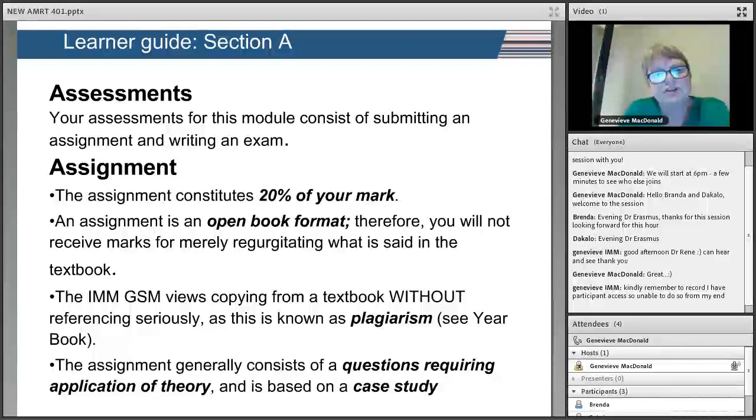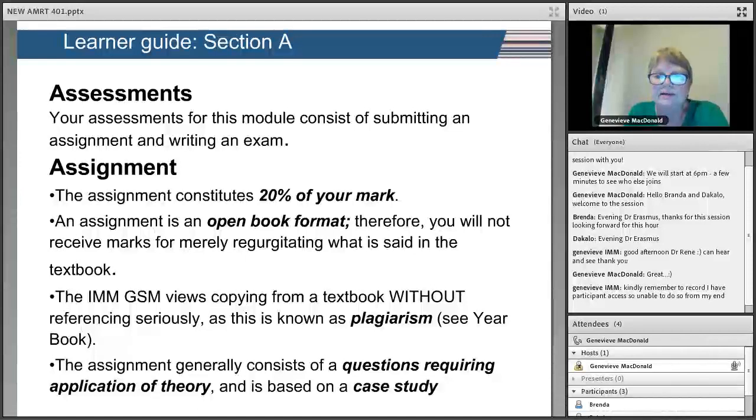Assessments: your assessments for this module, you most probably know already. The assignment, which is due on the 13th of March, makes up 20% of your year mark. The assignment is obviously open book format because you do it at home. But that also means that you cannot just copy and paste and regurgitate what is said in the textbook. You are supposed to take that theory and information from the handbook and apply it in practice.